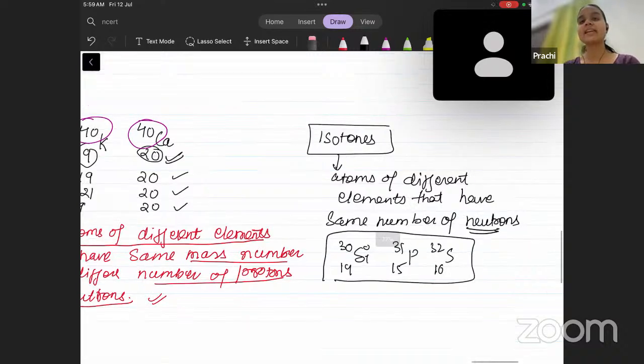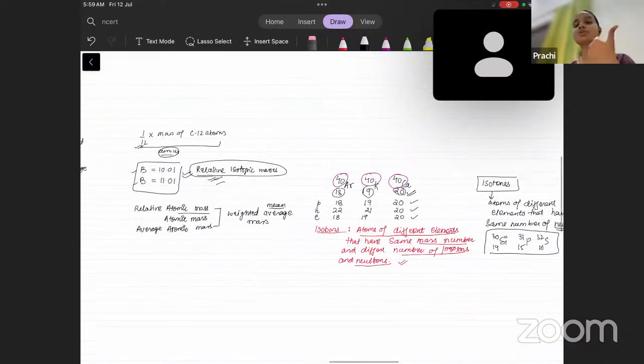So basically here today we saw what isotopes, isobars and isotones are. Yes, you could be asked about their definition in the form of statements. And also we saw how to calculate the average atomic mass if I am given the percentage abundance of these isotopes. This is a very small topic but a very important topic from the exam's perspective, right?